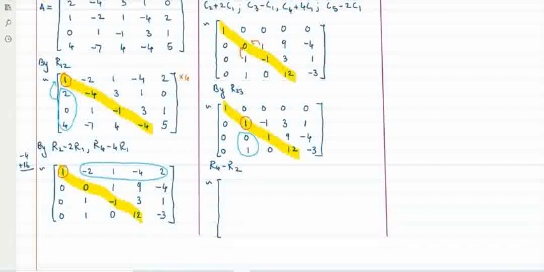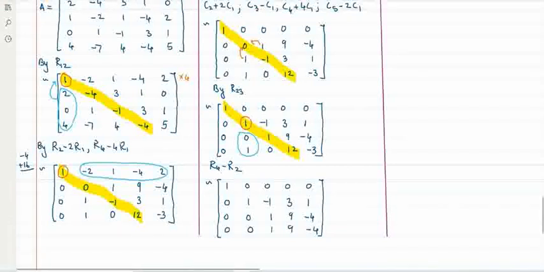First three rows, no change. 1, 0, 0, 0, 0, then 0, 1, minus 1, 3, 1. Third also no change: 0, 0, 1, 9, minus 4. Fourth: 0, 1 minus 1, 0, 0 minus 1. That's 1, 12 minus 3 is 9, minus 3 minus 1, minus 4. Okay. Now again, this is your diagonal entry.